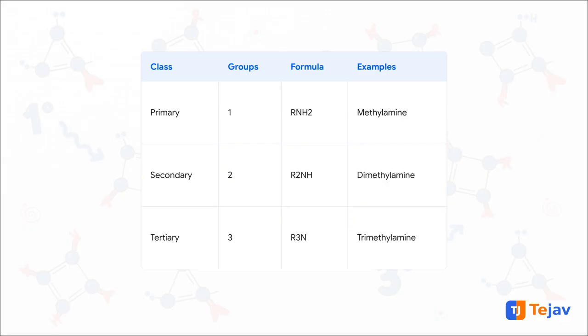So, when only one carbon group is attached to the nitrogen, it's a primary amine, like methylamine or aniline, giving us the general formula RNH2. If you attach two groups, well, it's secondary, like dimethylamine, with the formula R2NH. And if you've got three carbon groups attached, you're looking at a tertiary amine, like trimethylamine, formula R3N. The logic here is just beautifully clear.